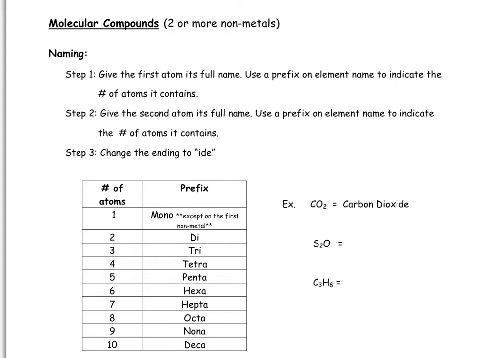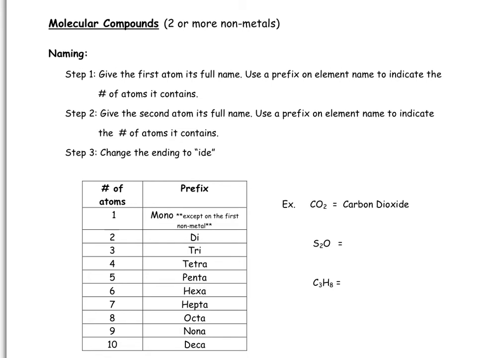The steps for naming. Step 1, give the first atom its full name. Then use a prefix in front of that name to indicate the number of atoms that compound contains. Now mono does not have to be used on the first element, but it does have to be used on any other element. Step 2, give the second atom its full name and add a prefix on that to indicate the number of atoms. Step 3, change the ending of the name to IDE.